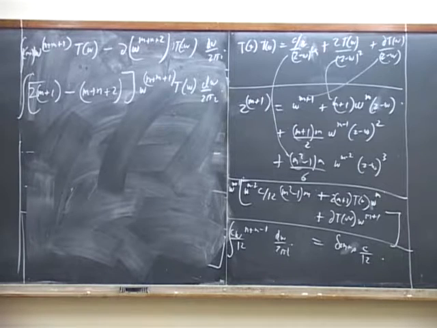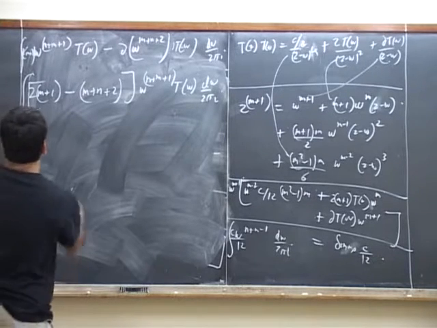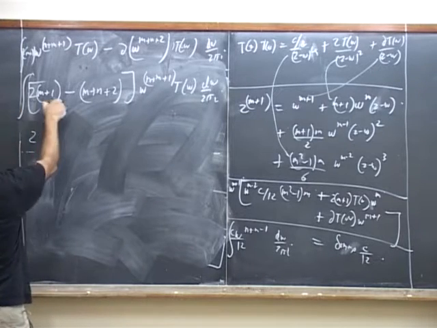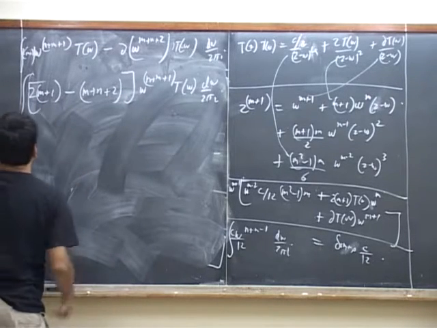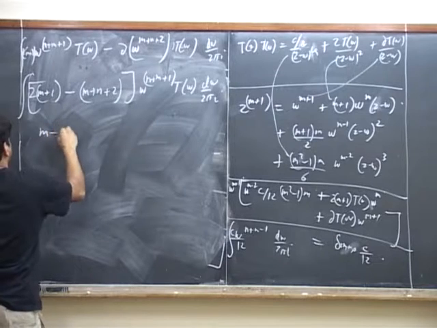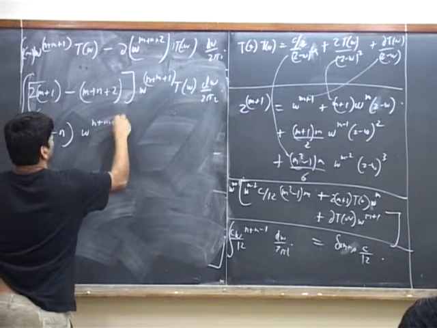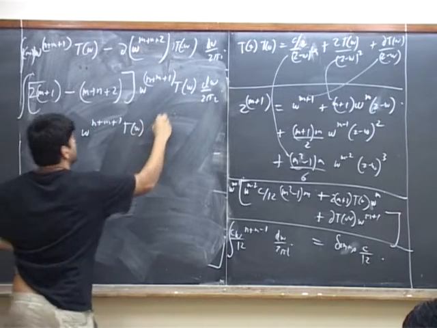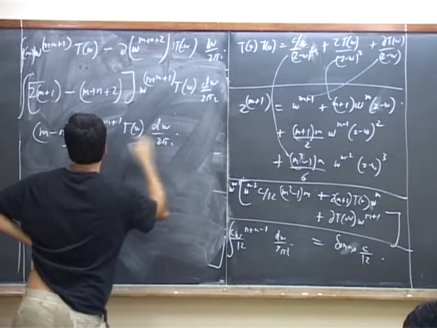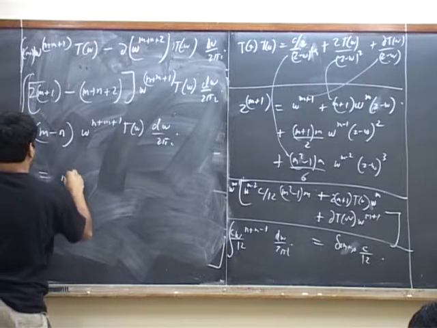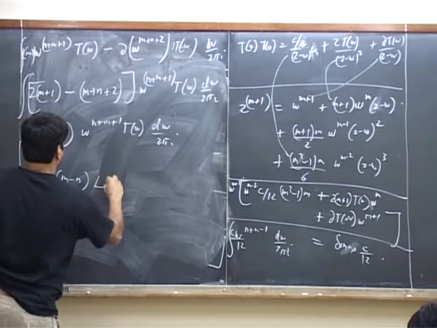Okay, so what do we have? The 2 is cancelled. So first thing, 2 and 2 cancel. So we get m minus n into w to the power m plus n plus 1 dt by dw, over 2 pi i. And now this is simply m minus n times L of m plus n.